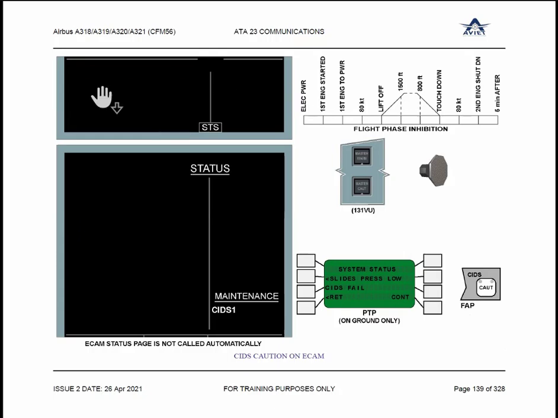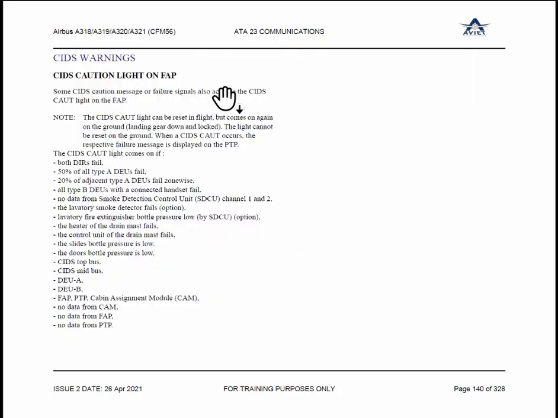But you will not get anything on the engine warning display page. You will not get any alerts. We will only get the programming and test panel and the SITS caution light. The caution light on the FAB will come because of all these reasons. I'm sure you don't want to remember it.